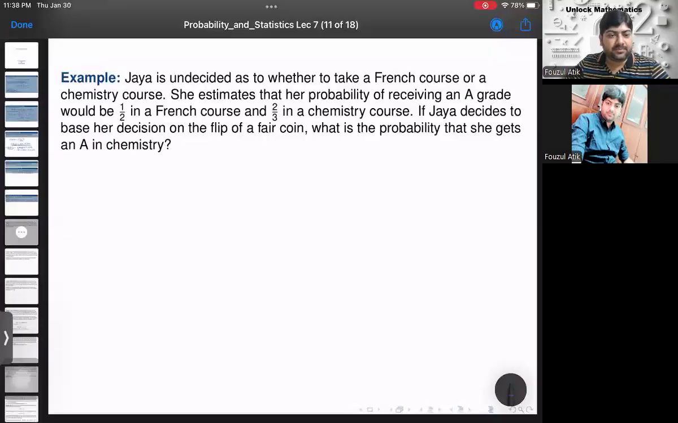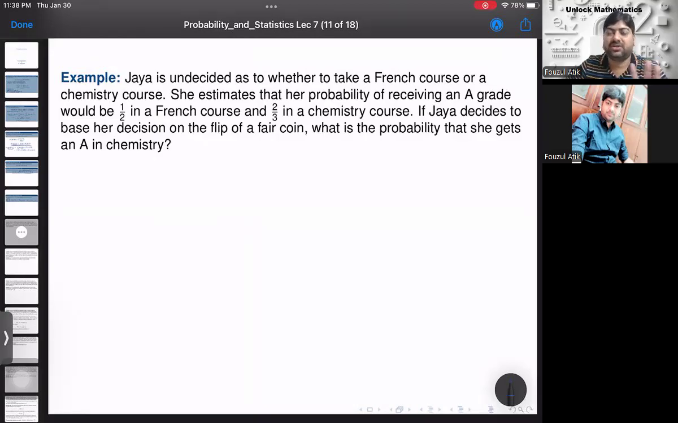Look at the example. Jaya is undecided as to whether to take a French course or a chemistry course. She estimates that her probability of receiving an A grade would be 1 by 2 in a French course. So first of all, Jaya cannot decide whether she will take a French course or chemistry course. And she somehow estimates that her probability of receiving an A grade would be 1 by 2 in a French course, and 2 by 3 in a chemistry course.